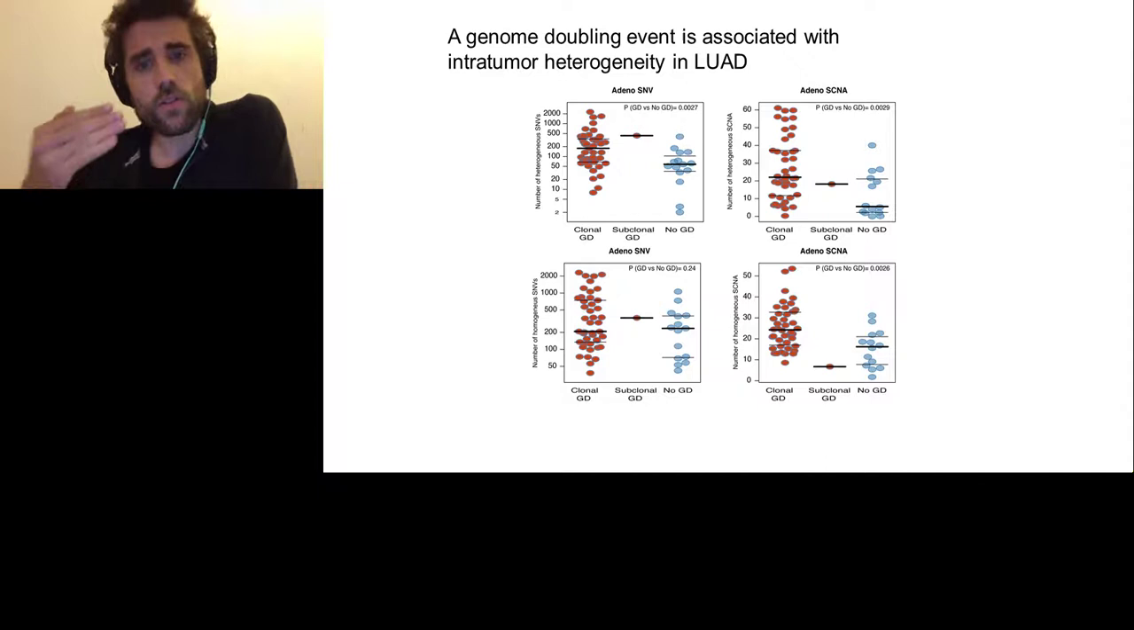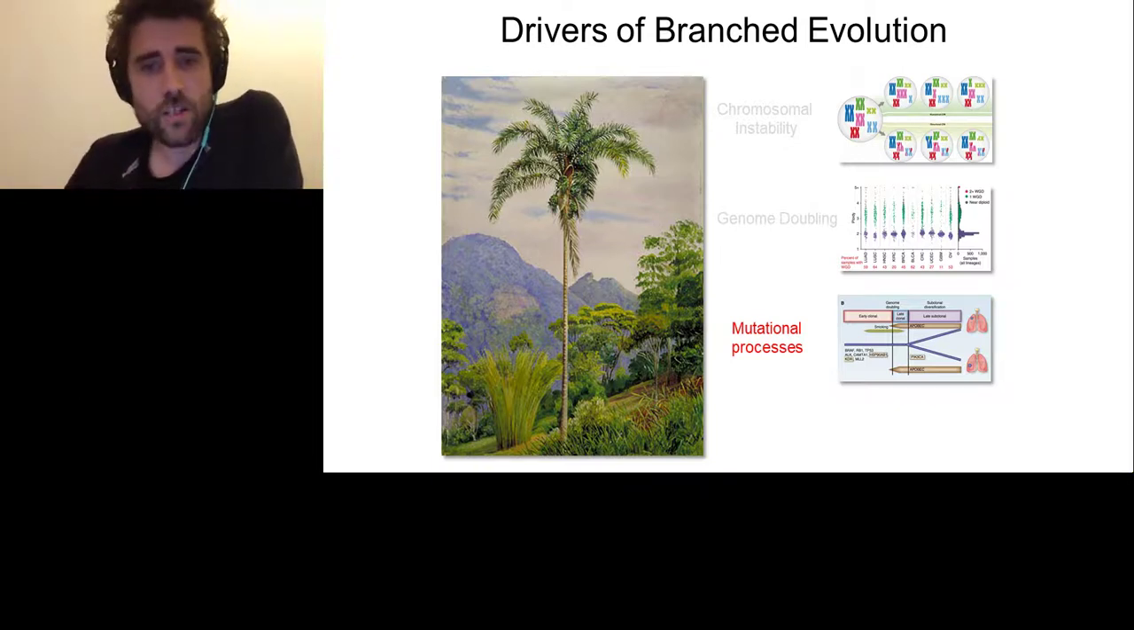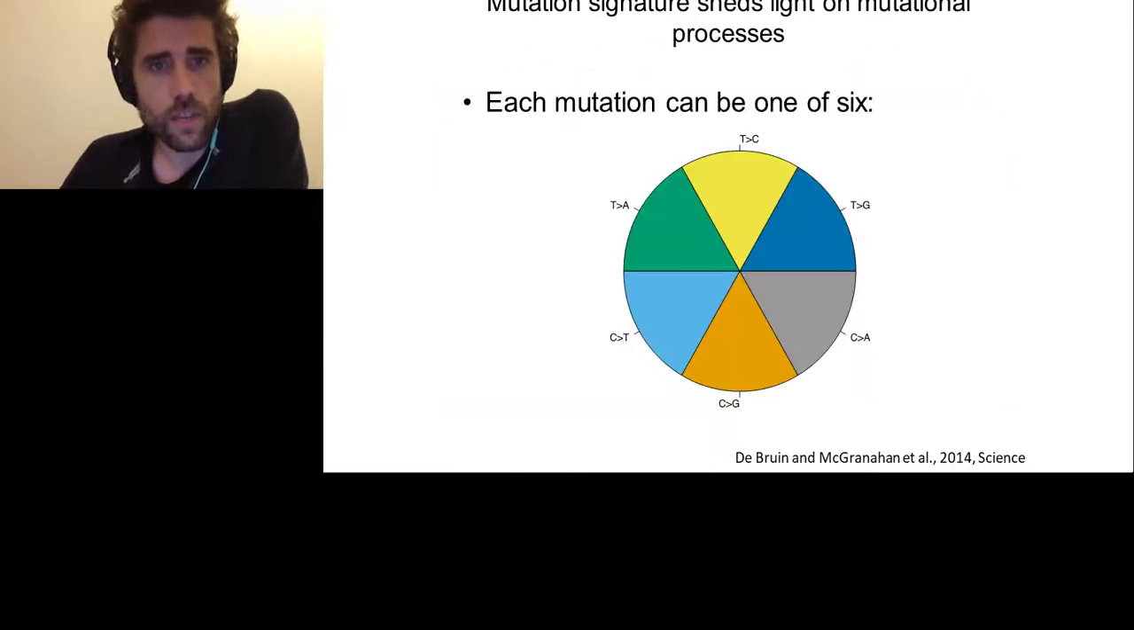So we've focused so far on copy number events, chromosome instability and genome doubling. And finally, I'd like to also consider some of the mutational events and what drives later events during tumor evolution here. Well, one thing we can look at is the different mutation types that exist.